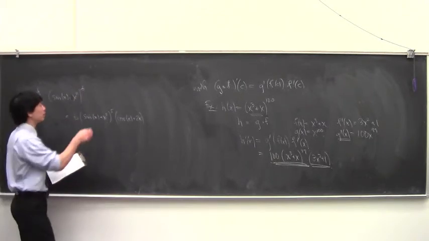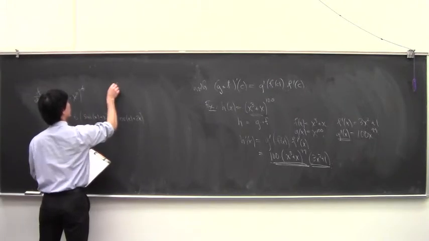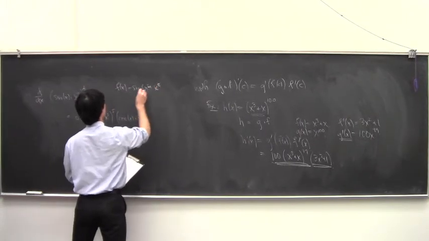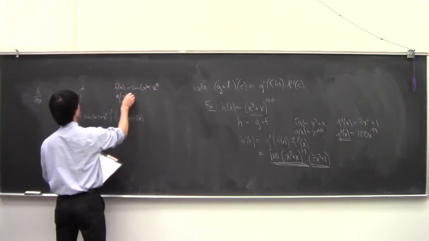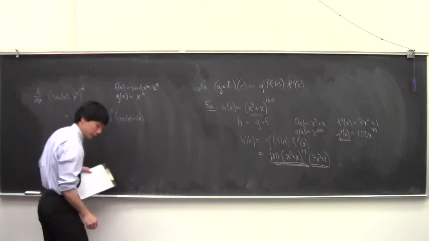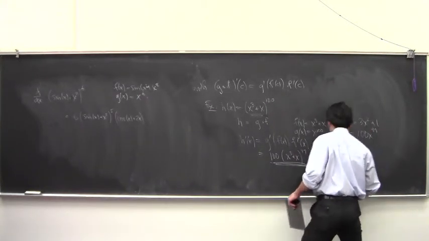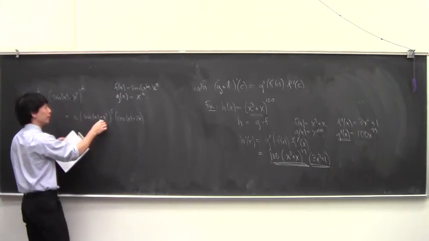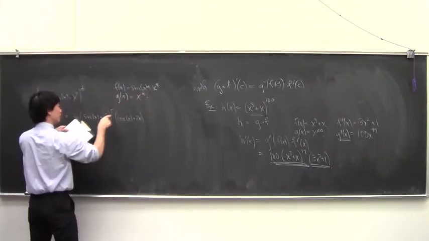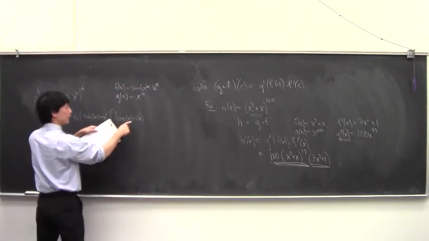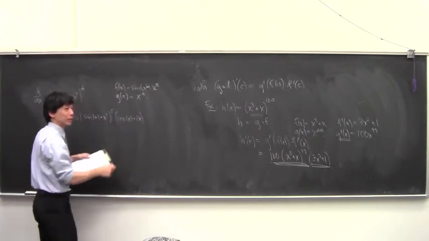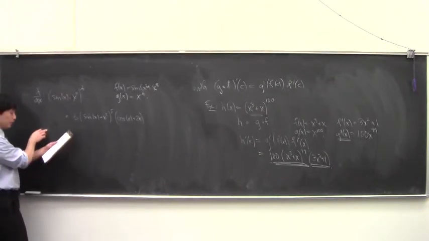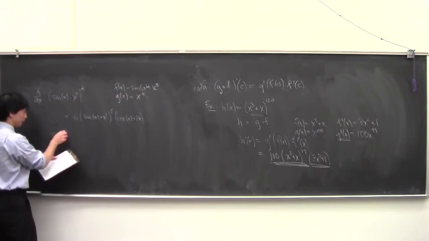Right, so you've got your inside function and your outside function. You differentiate the outside function and evaluate it at the inside function. You differentiate the outside function, 6x to the 5th, evaluate it at the inside function, times the derivative of the inside function. Very good.